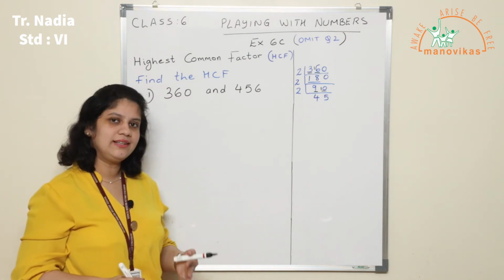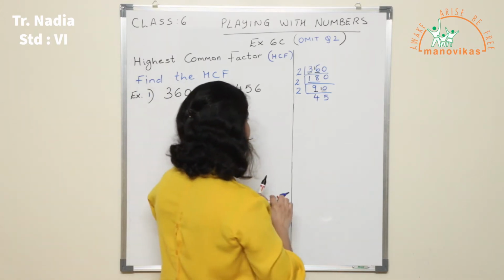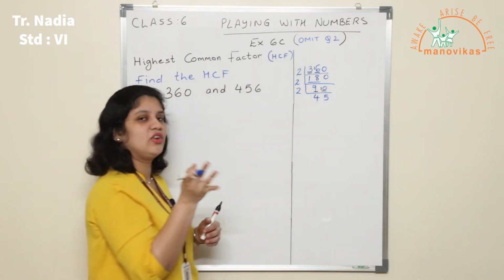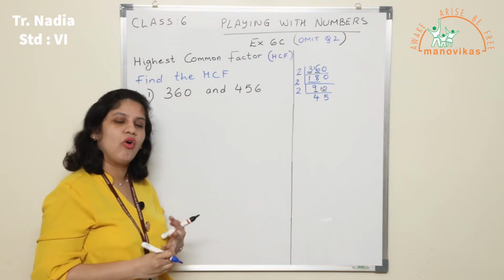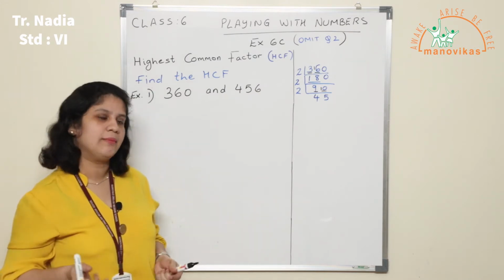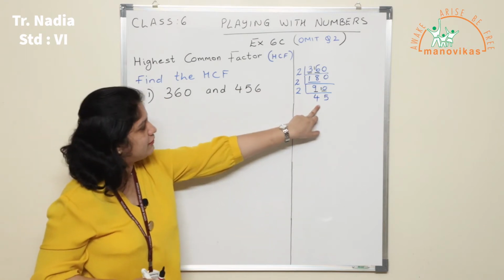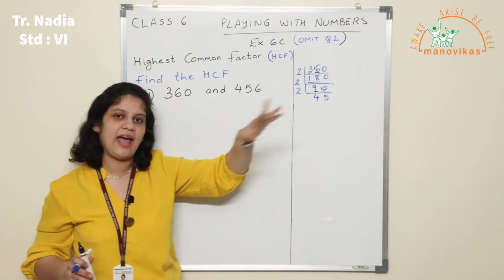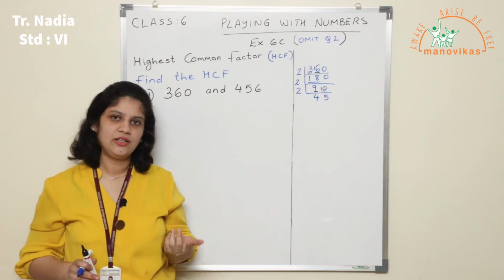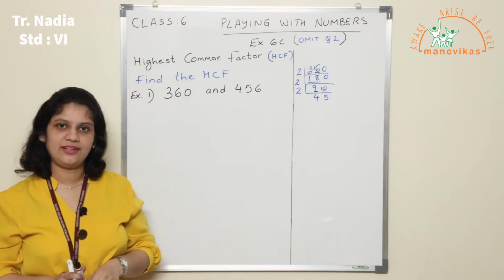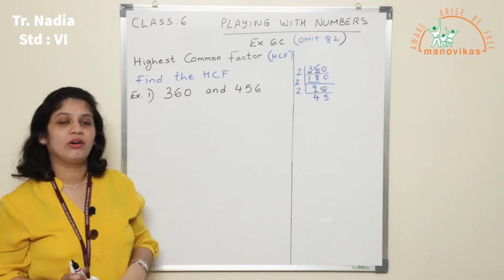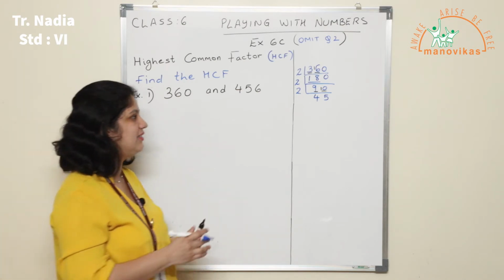So I will try the next prime number, that is 3. First, children, you all can verify whether 45 can be divided by 3. And what is the rule to verify? Adding up the digits. I have the digit 4 and the digit 5. If I add the 2, what is the total? 4 plus 5 is 9. Is 9 a multiple of 3? Yes. That means 45 can be divided by 3.